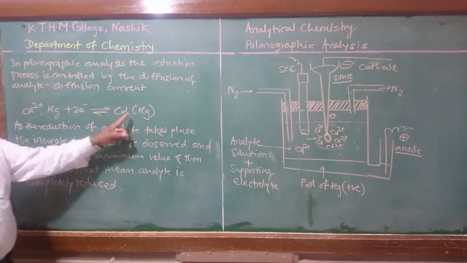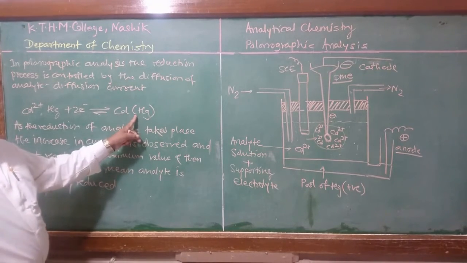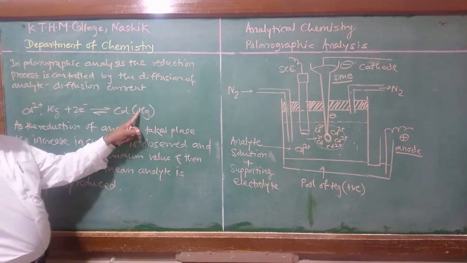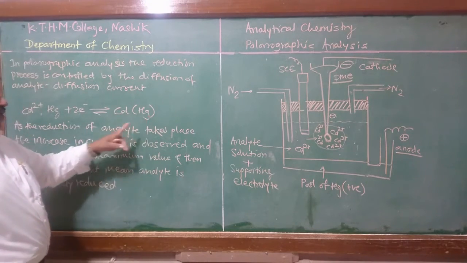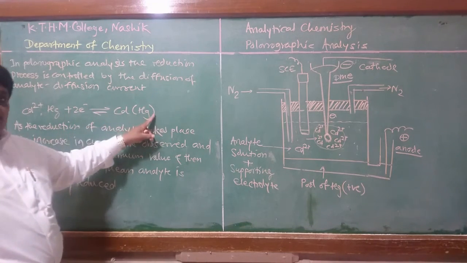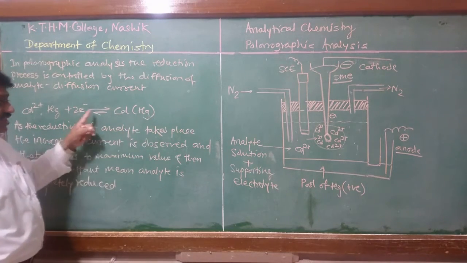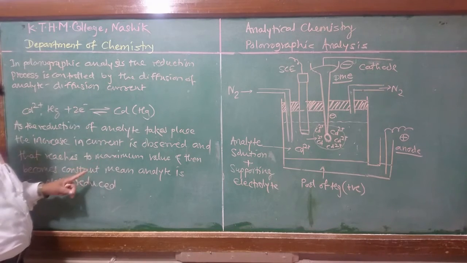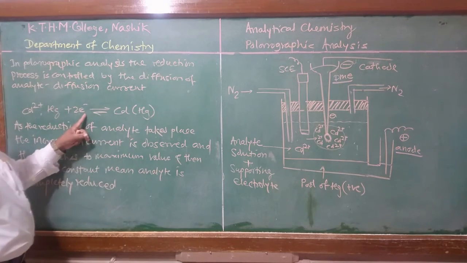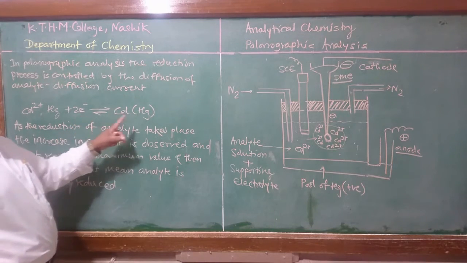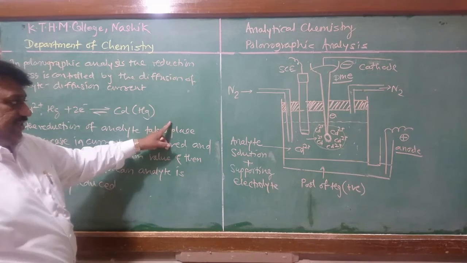Therefore, here due to this reaction, there is flow of current. Flow of current is observed till this reaction is taking place on the surface of the mercury drop. When the analyte is completely reduced, there is no cadmium ion in the solution. There is no such type of reaction. At that time, current becomes constant, and we say that the reaction is completed, meaning the analyte is completely deposited.